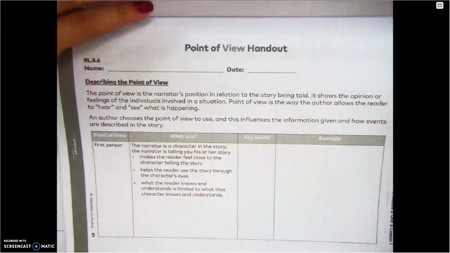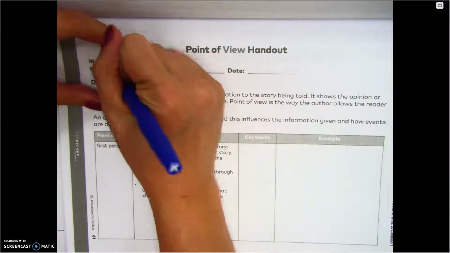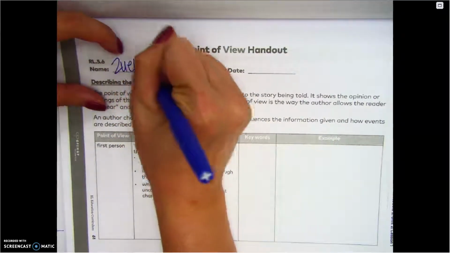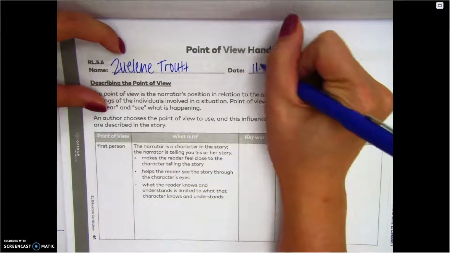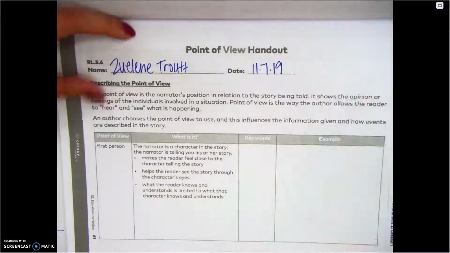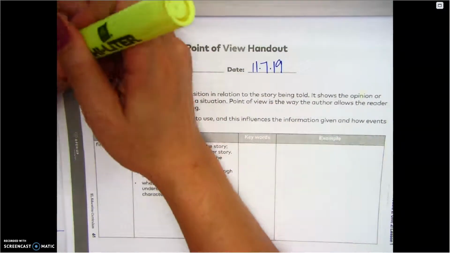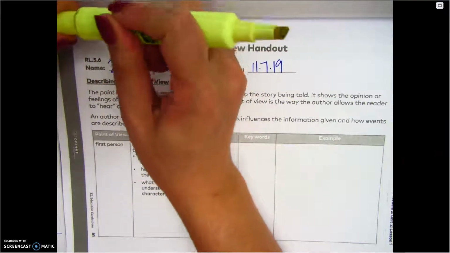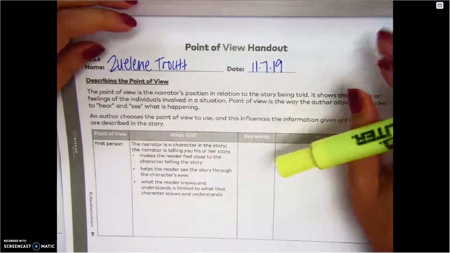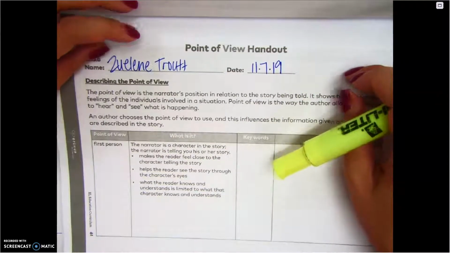Okay, so we're learning about point of view. The very first thing I want you to do is write your name on page 61. And then today's date is the 7th. We're going to talk about two different kinds of point of view. Now, typically there's three, but we're not going to be focusing on the second person point of view. We're only going to be focusing on first person point of view and third person point of view.